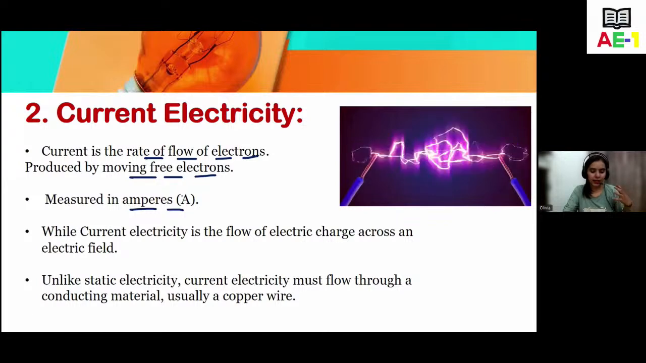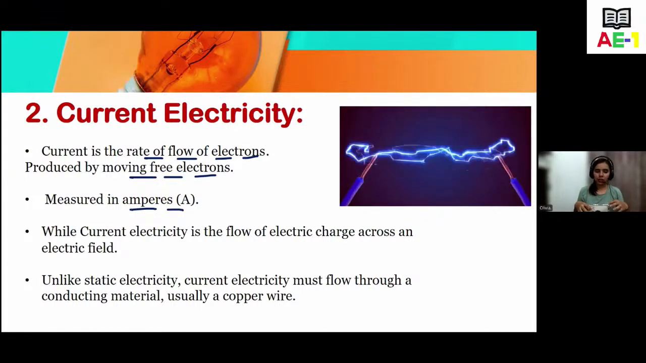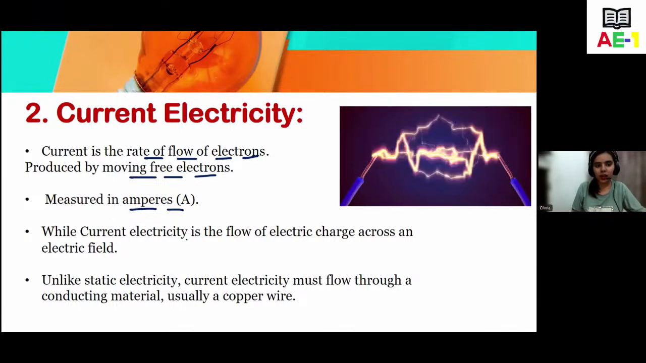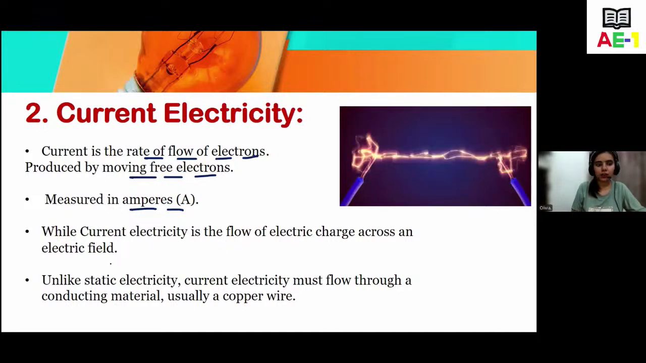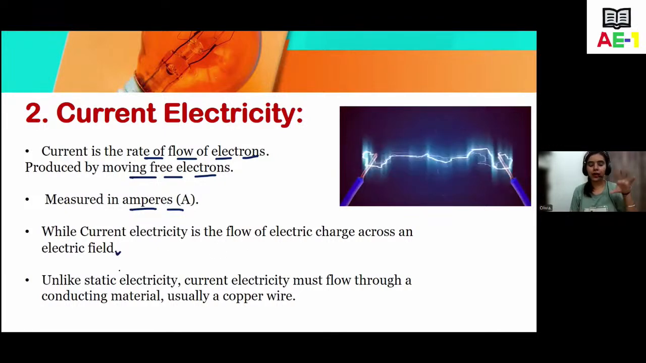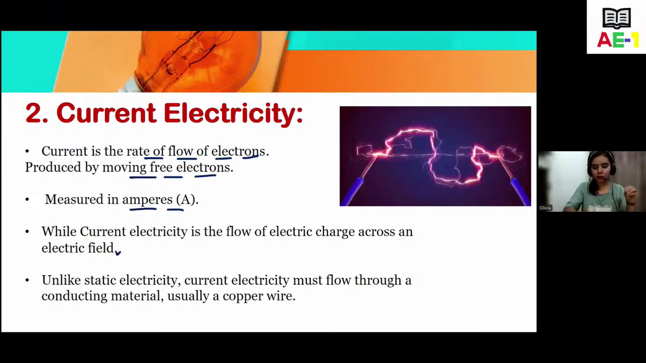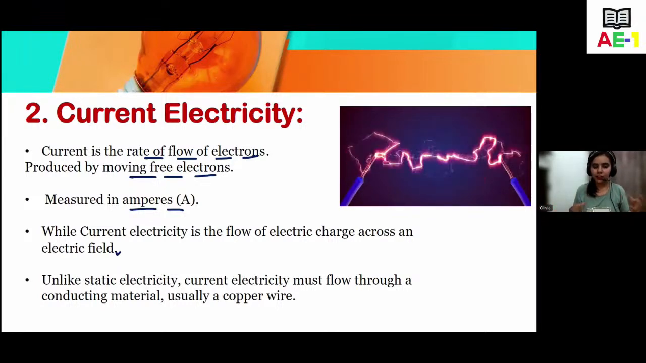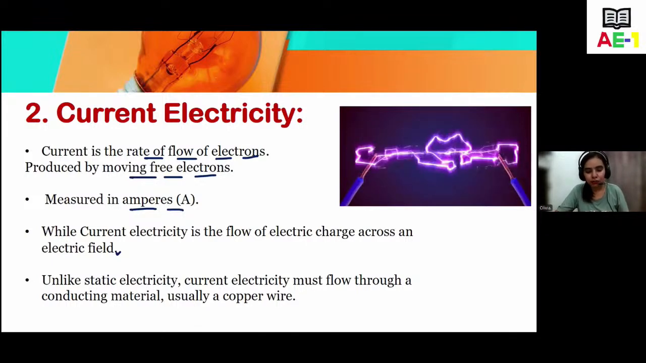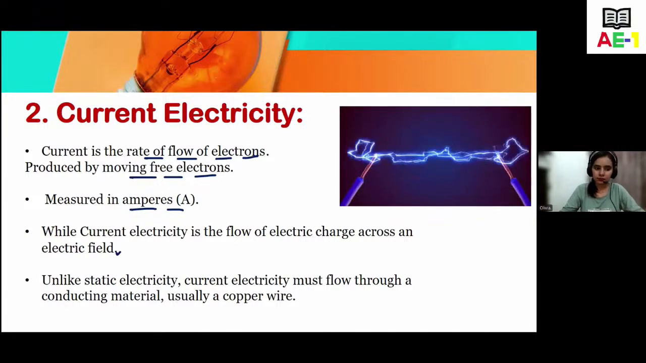Just as we can measure the weight of a body, or a distance in meters, in the same way we can measure the intensity of current. And to measure that intensity, we have a unit, the ampere. Current electricity is the flow of electric charges across an electric field. I told you that once there is some external force like an electric field, the electrons will start moving, and there will be a flow of positive charge opposite to the electrons. That's what makes an electric current.